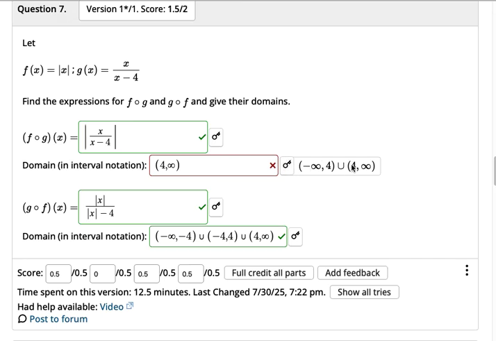So you're trying to say everything except 4. So from negative infinity up to 4, not inclusive, and then you pick back up with the 4 again, not inclusive, to infinity. So that's the really long way of saying not 4.